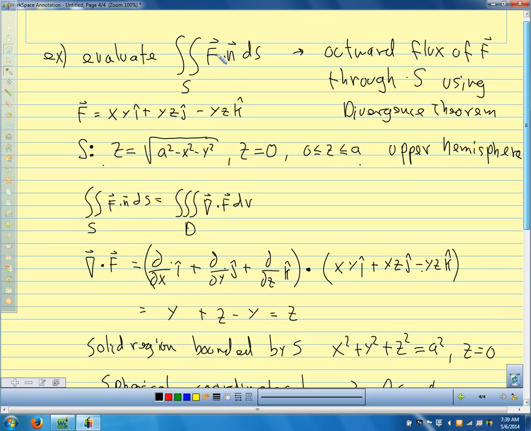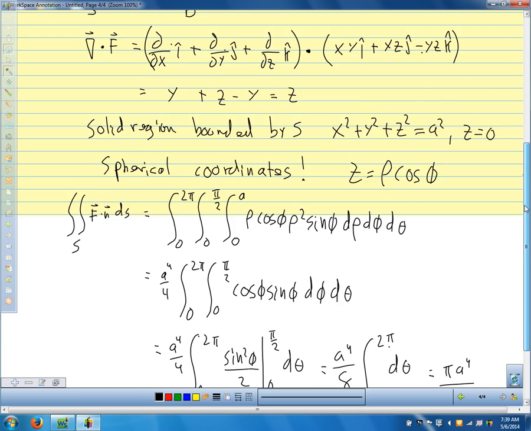To find the flux using the surface integrals, we'd have to find the flux through the hemisphere, and we'd have to add the flux through the bottom portion of the hemisphere. So we'd have to do two flux integrals to find the flux through our solid surface. All right, questions there?